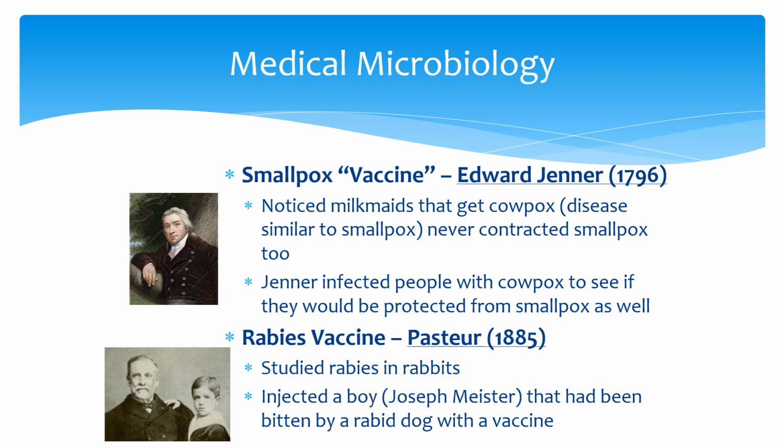Baby Joey was pretty lucky in coming across Louis because of his research in these rabbits. What Louis did is he mashed up rabbit brains and spinal tissue that he had previously infected with rabies, let it age, let it dry, and then what this did to the virus is made it less powerful, less virulent, and then he injected Joseph, who had already been bit by this dog.